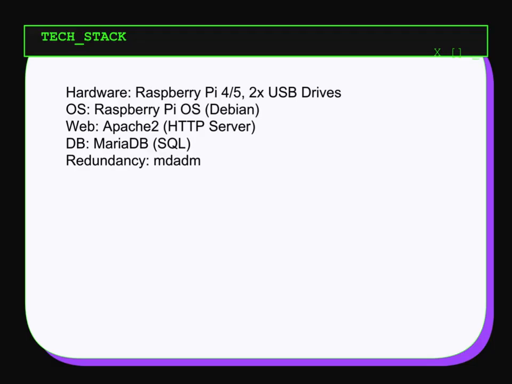Now, the tech stack. The tech stack is a collection of tools and services that work together to run the web server. I used an operating system, Raspberry Pi OS, based on Debian. Apache 2 acts as the main HTTP web server. MariaDB serves as the SQL database required for WordPress to function. PHP handles the dynamic rendering of WordPress pages. And finally, MDADM manages the RAID 1 array. This tool allows Linux to combine multiple physical drives into one logical storage device.